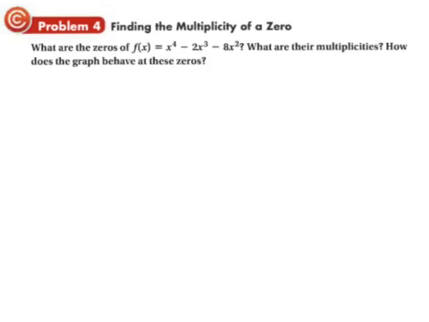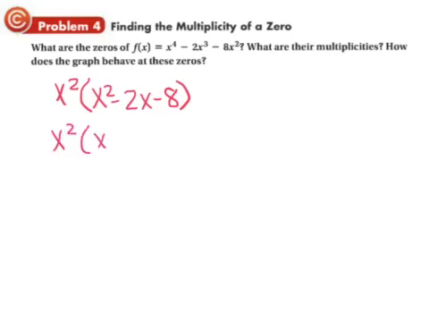Always check for a GCF first. And in this case, we do have one. What's the GCF here? Julius? X squared. Good. So factor out x squared. And then look at what's inside the parentheses, x squared minus 2x minus 8. That trinomial can be factored by x minus 4, x plus 2.